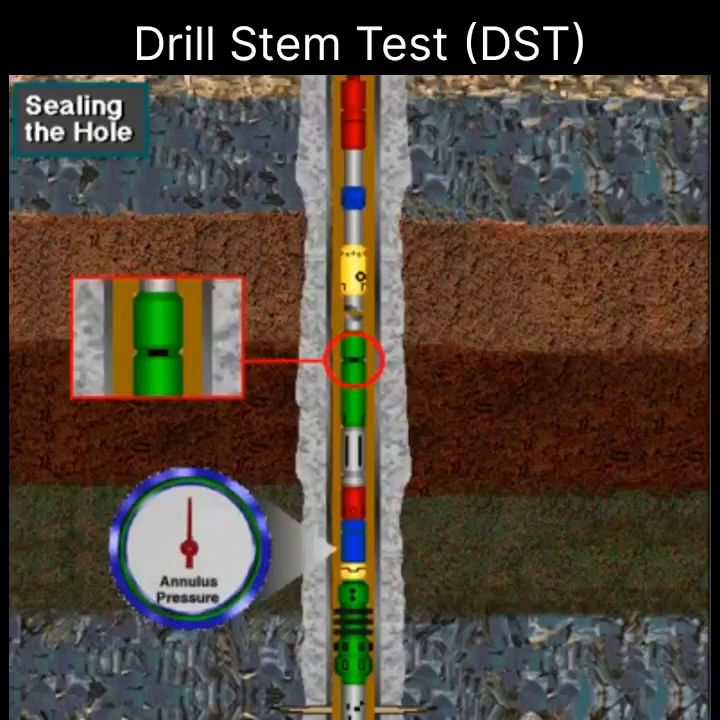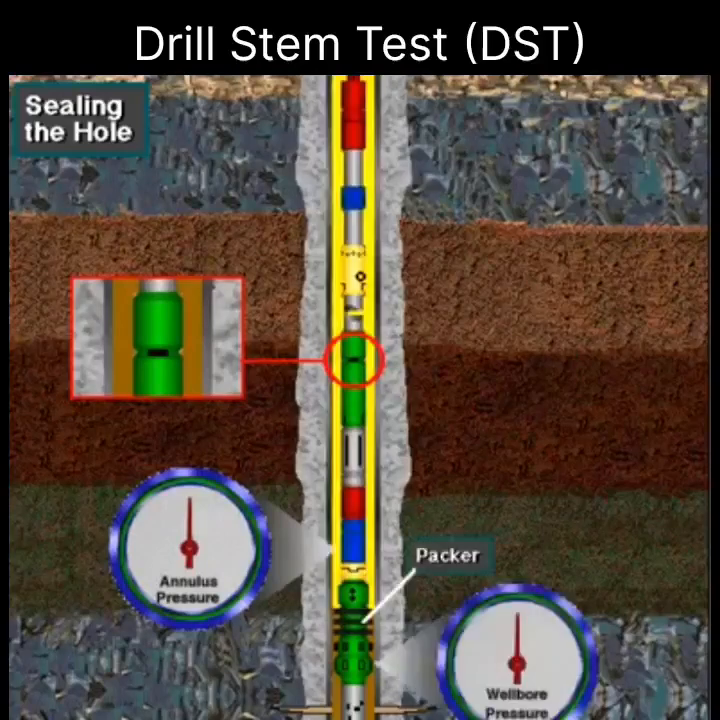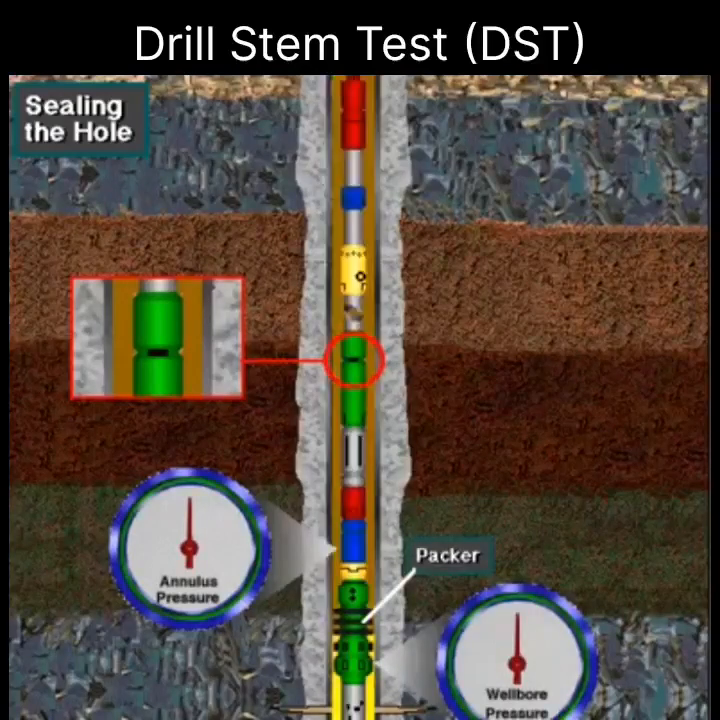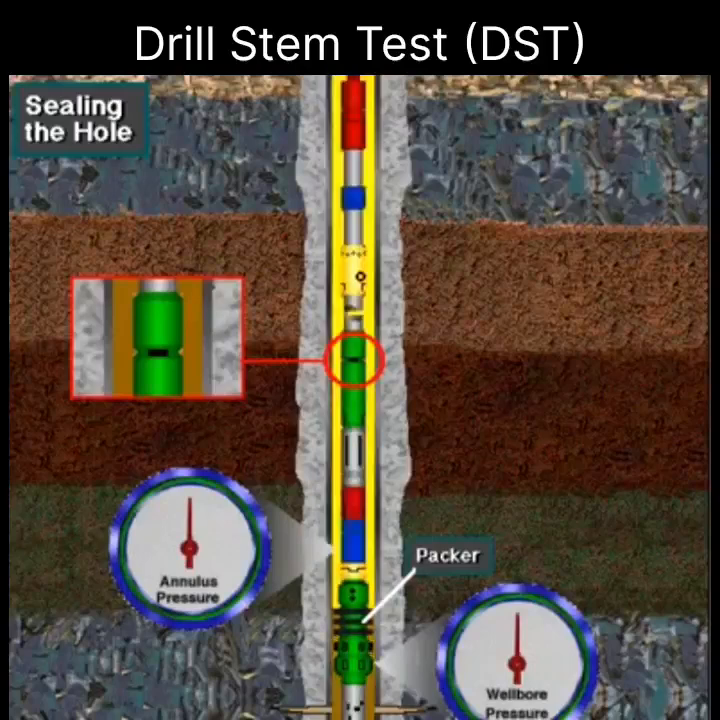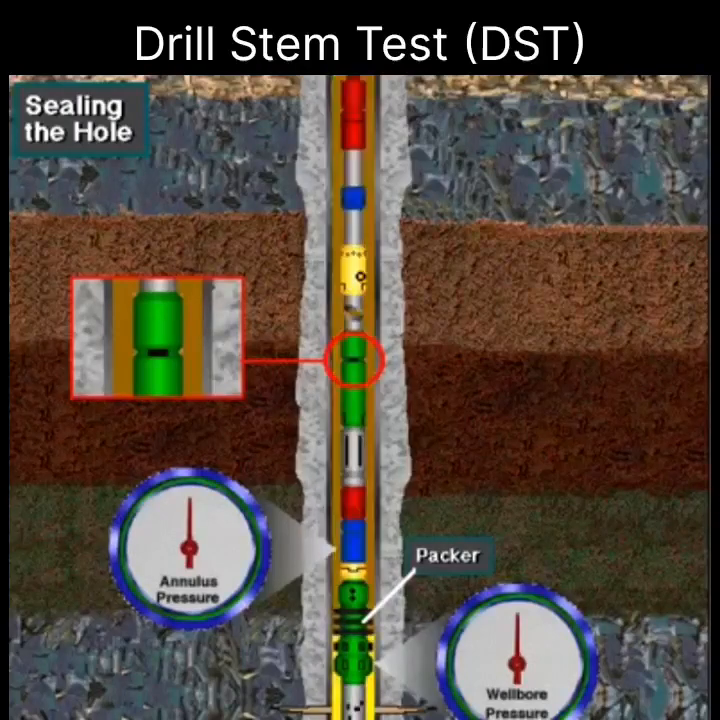During this time, crew members closely monitor annulus pressure. They monitor annulus pressure to make sure the packer maintains a good seal between the hole section being tested and the annulus above the packer.